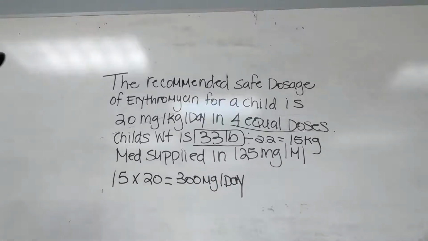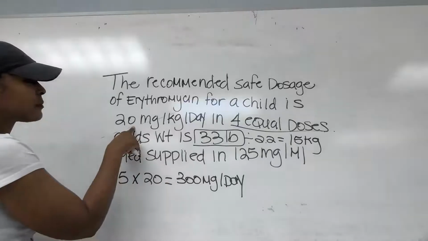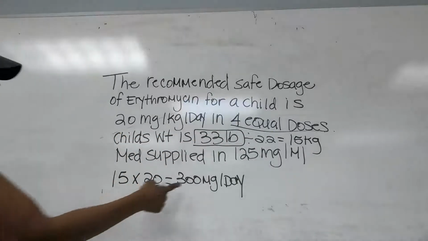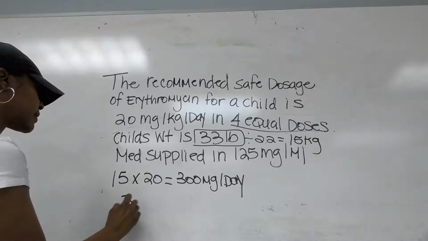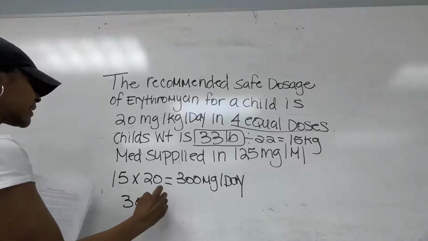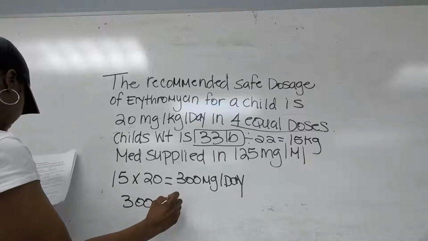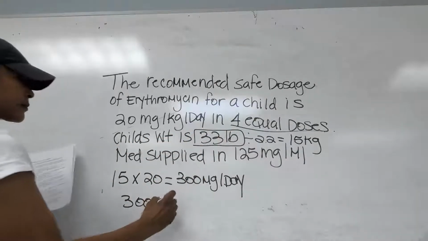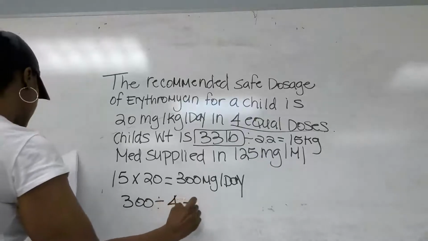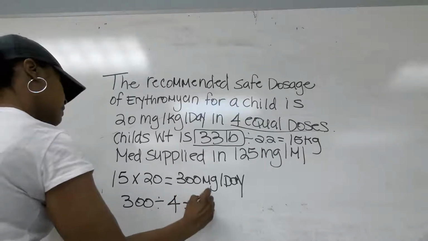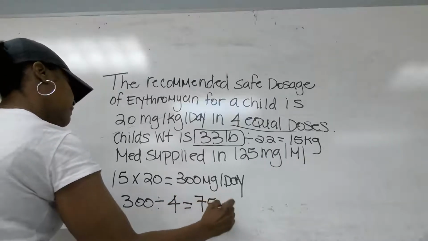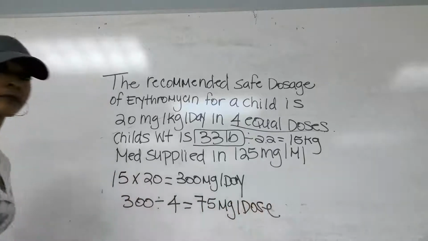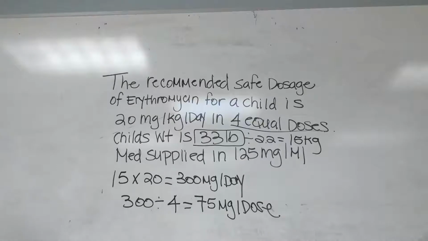Now, the recommended dosage also says that this 20 milligrams is divided in 4 equal doses. So we take the 300 milligrams per day and we divide it by 4, because it's 4 equal doses, and we come out with 75 milligrams per dose. Okay.